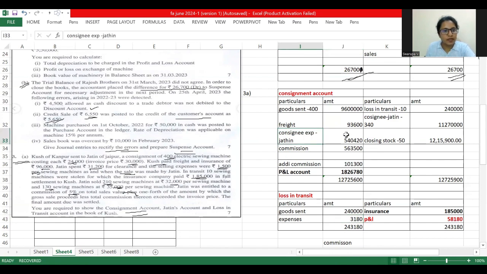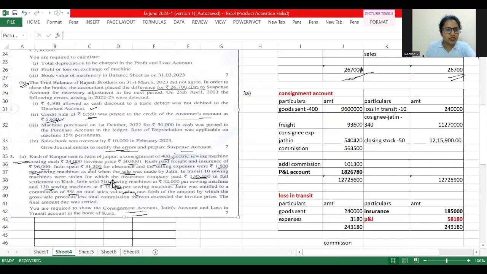Then consignee expenses, we have two consignee expenses. One is your clearance, and the other one is the selling expenses. So for clearance expenses I have just taken per unit 78 into 390, and 1,500 is the sales expenses. It is based on the number of units sold. So the number of units sold is given in the question, which is 210 plus 130, that is 340. So 340 into 1,500. So we get the total consignee expenses. Now, loss in transit account, we have posted the total cost.